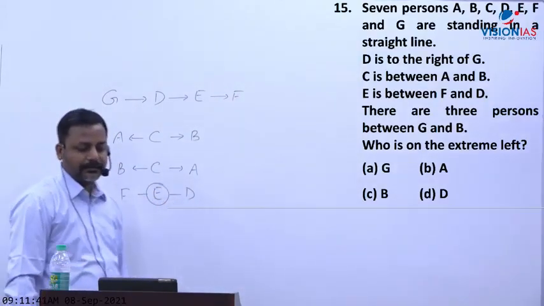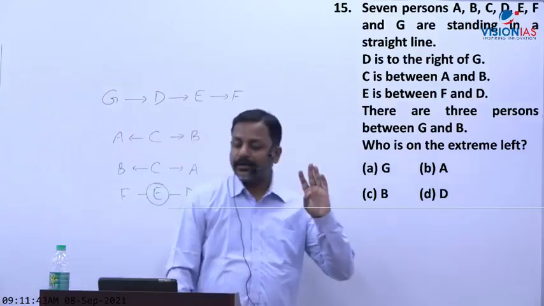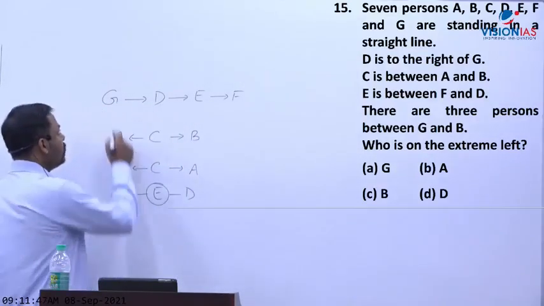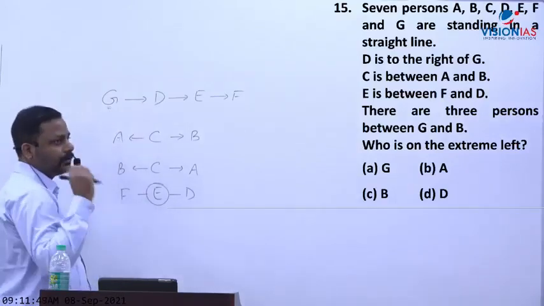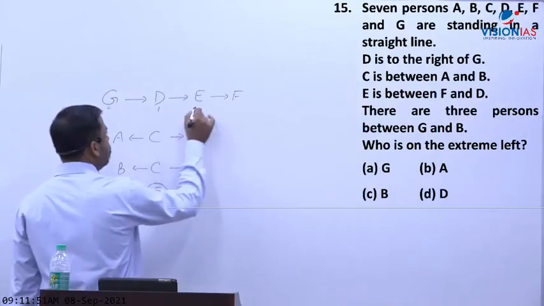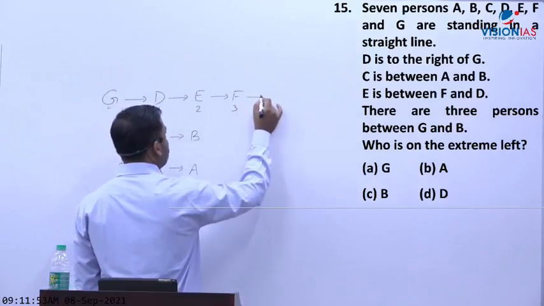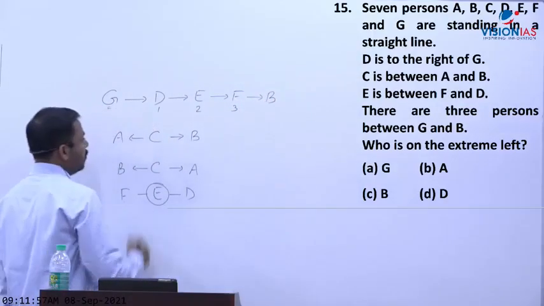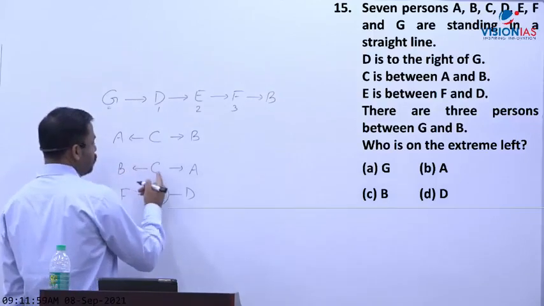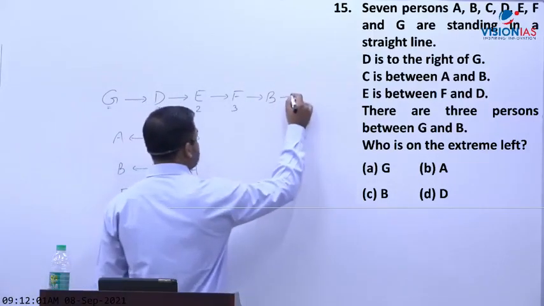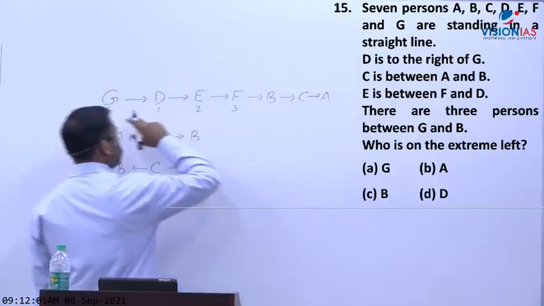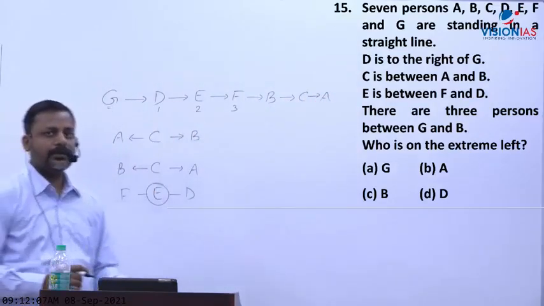Now the next information is, there are 3 persons between G and B. So between G and B, 3 persons should be there. So 1, 2 and 3. After these 3 persons, we can place B over here. And next to B is C. And on the other hand side of C, it is A. So the formation is solved now.